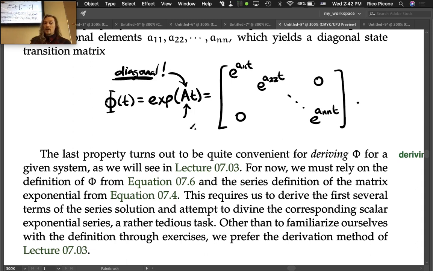Other than to familiarize ourselves with the definition through exercises, we prefer the derivation method of lecture 7.3. So typically we're not going to use the definition to find phi, but we will when we first get started, just to get familiar with it, and then we'll introduce a new way.